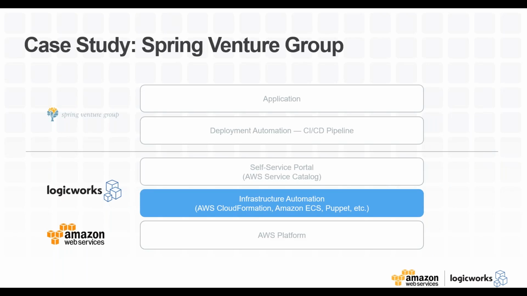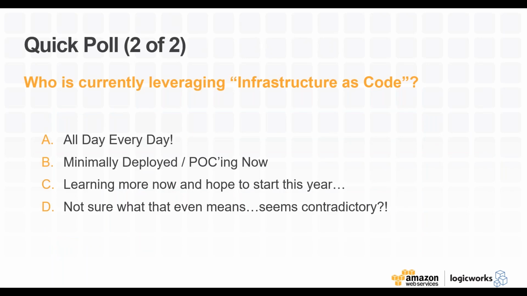So since we talked about AWS, let's jump into the next layer, which is the infrastructure automation. Remember, this is the bread and butter of what your operations team will focus on from a day-to-day basis.